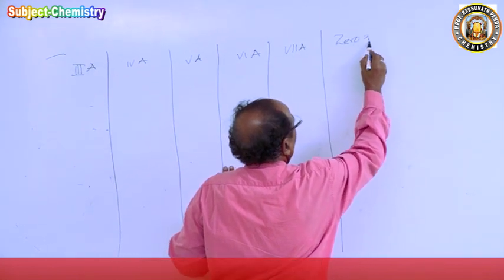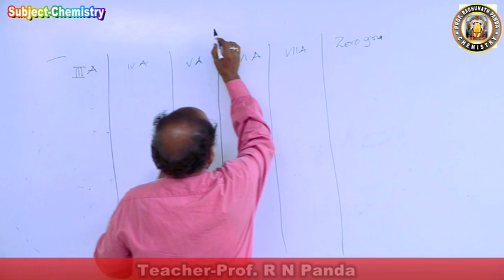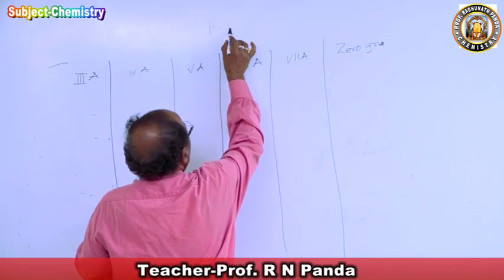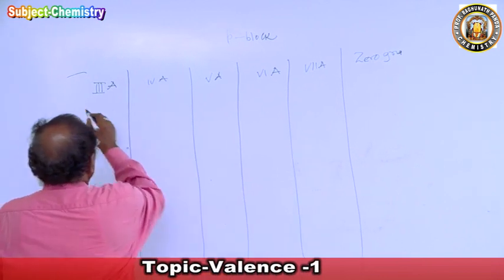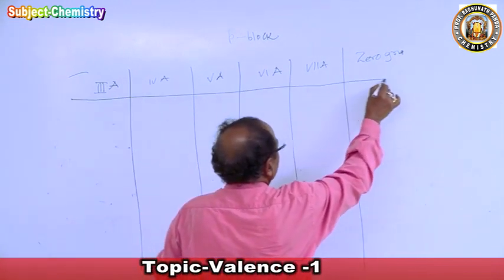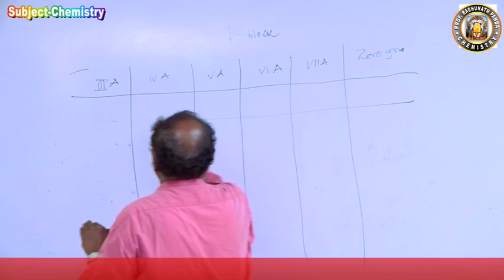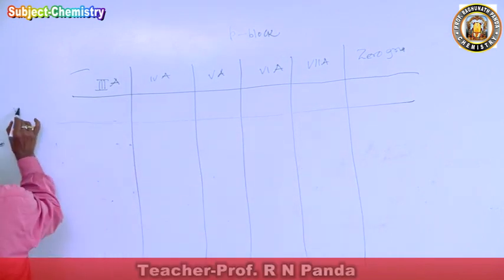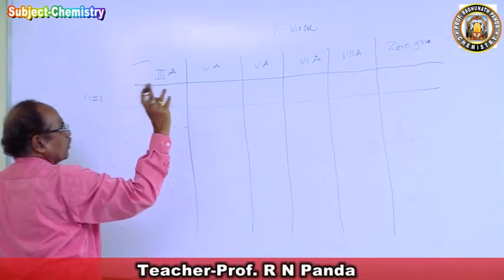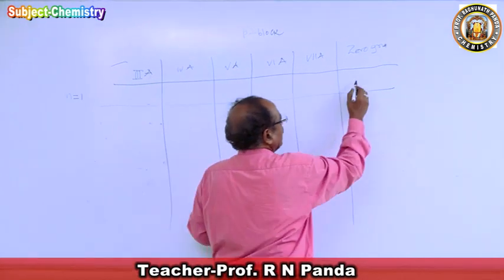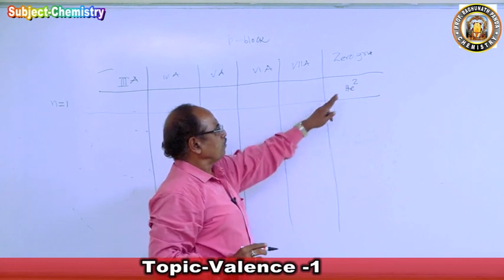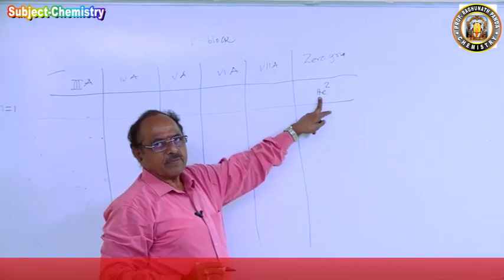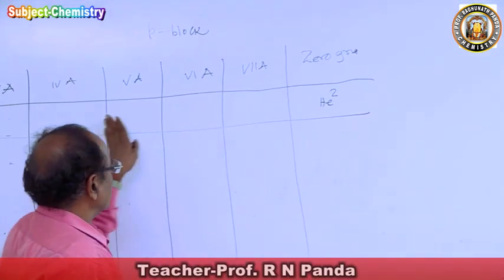All these elements are called the P block of the periodic table. So here we have the first period, n is equal to 1. In the first period we have only one element, that is called helium, atomic number 2. It has a completed shell, will not take part in chemical combination, and no other elements are there.